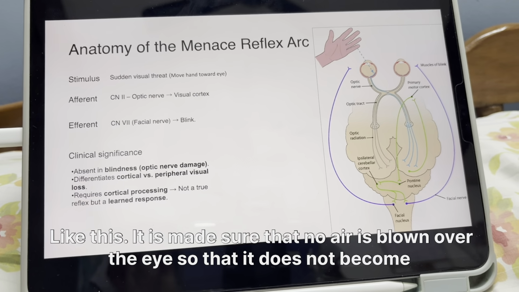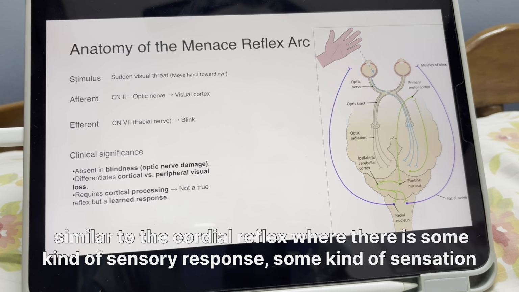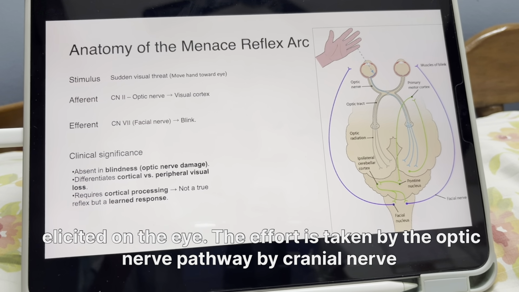It is made sure that no air is blown over the eye so that it does not become similar to the corneal reflex, where there is some kind of sensory response, some kind of sensation elicited on the eye.